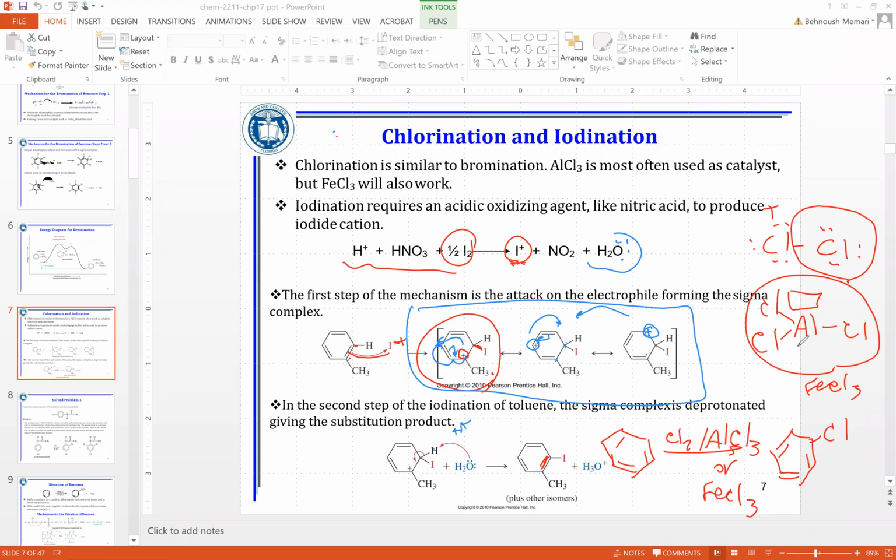For chlorination, aluminum chloride is going to remove chlorine with a pair of shared electrons to form AlCl4-, and the other Cl would be electron deficient. It counts as the strong electrophile. When you have a strong oxidizing acid with the iodine, it would oxidize the iodine and change it to I+, and that's our strong electrophile. For bromination, FeBr3 removes the Br from Br2 with the pair of electrons. The other Br is plus charged, a strong electrophile.